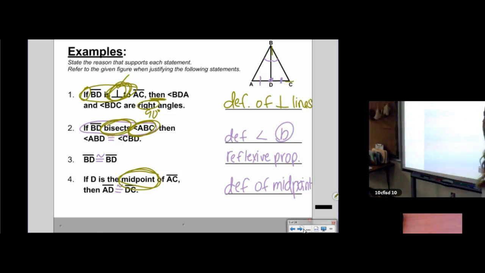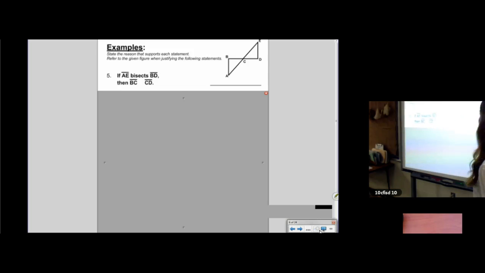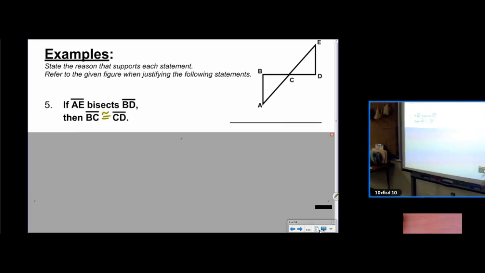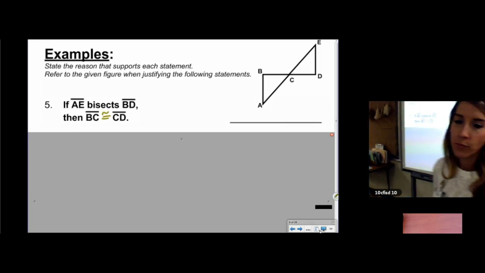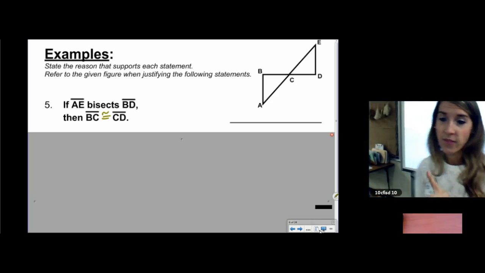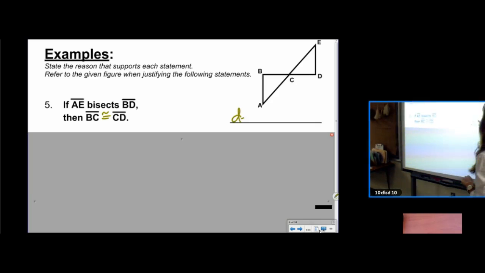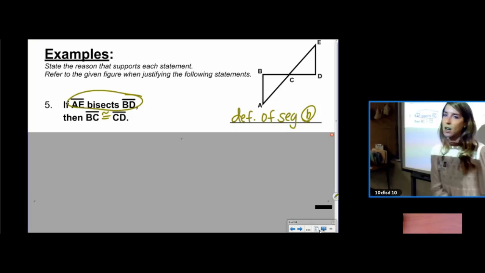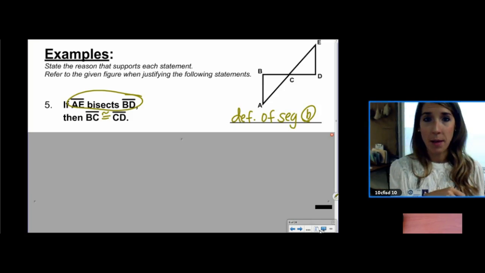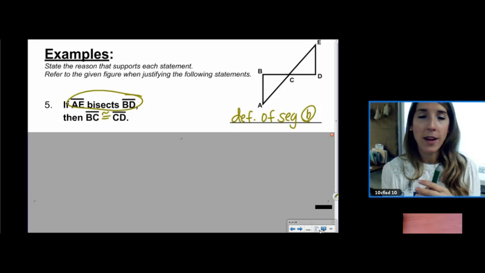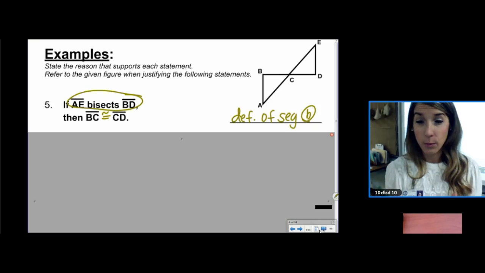Let's try some more. If segment AE bisects segment BD, then BC is congruent to CD. Why are we allowed to say that? Definition. Good. This one is the definition of segment bisector, because there's no angles getting bisected here. A segment is cutting in half another segment. Do you see the word midpoint? No. So if there's no midpoint in a hypothesis, don't put midpoint as the reason.